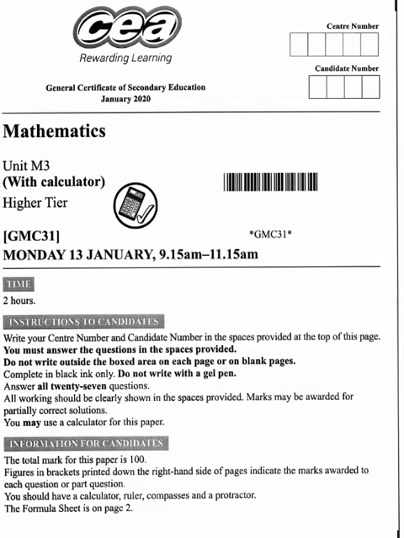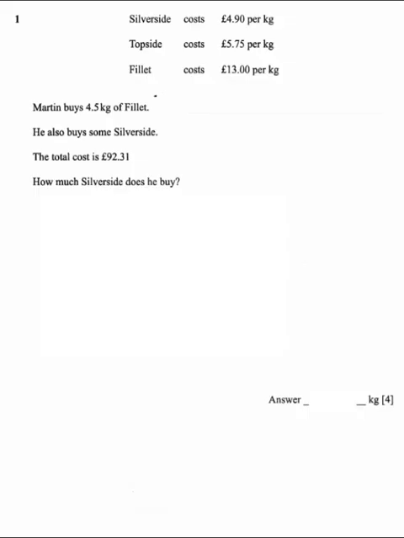So this paper is for M3, January 2020. Question 1, it says silver side costs £4.90 per kilogram, top side costs £5.75 per kilogram, fillet costs £13 per kilogram.